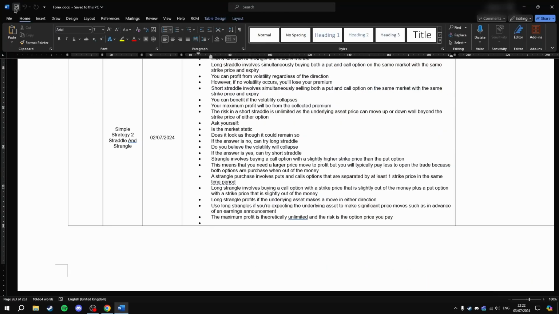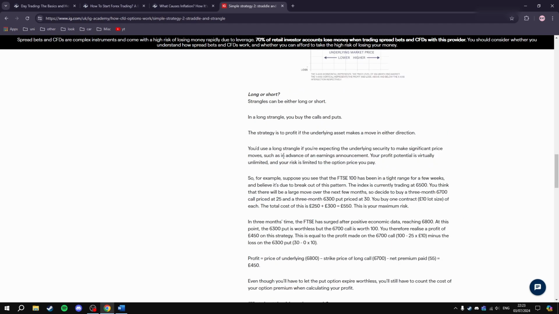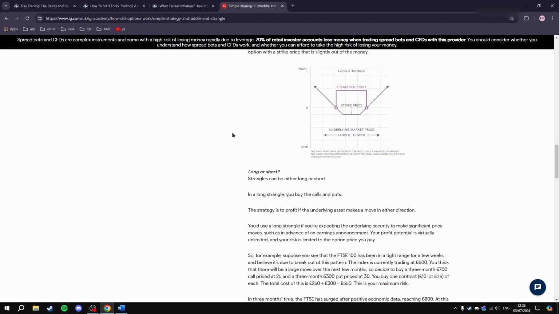That's where we left off in the last episode. I think in the last episode I left it off here because I couldn't get my head around what this example was trying to tell me. So let me go through it again and see if I can understand it now. Long strangle, buy the calls and puts. The strategy is to profit if the underlying asset makes a move in either direction. Use a long strangle expecting the underlying security to make significant price moves, such as in advance of an earnings announcement. Potential reward is virtually unlimited, and your risk is limited to the option price you pay.